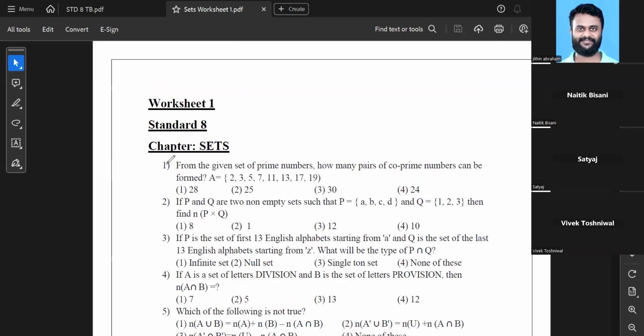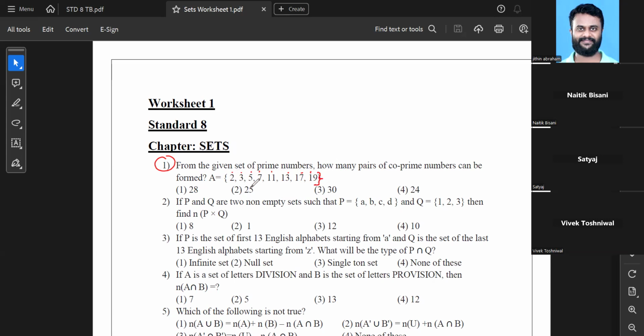In the worksheet, sum number one. From the given set of prime numbers, how many pairs of co-prime numbers can be formed? So these are the prime numbers which they have given. How many prime numbers do we have? 1, 2, 3, 4, 5, 6, 7, 8. So 8 different prime numbers they have given. This is a printing mistake. This should have been a brace bracket.